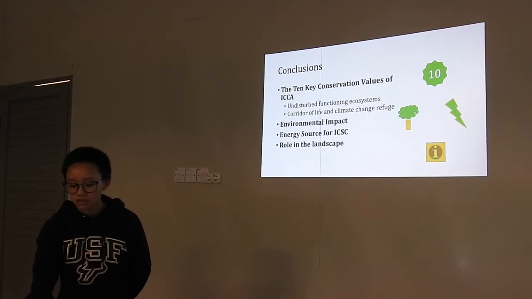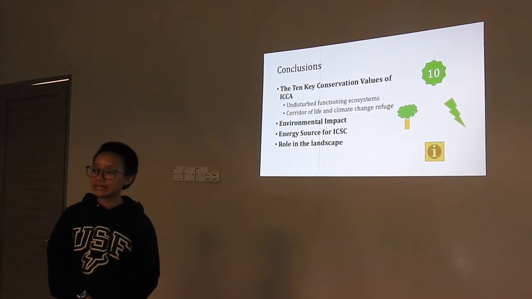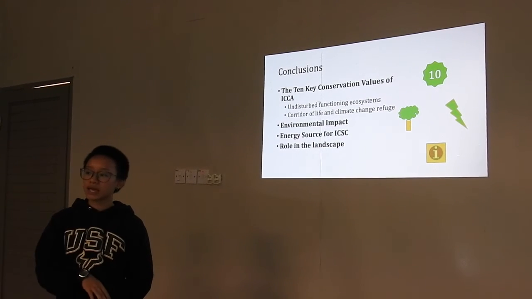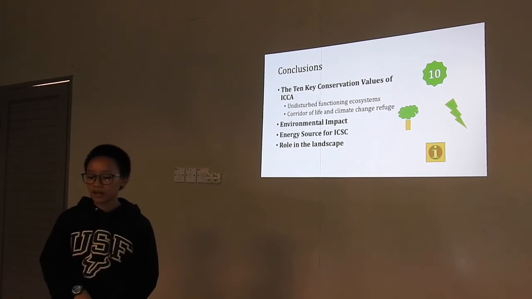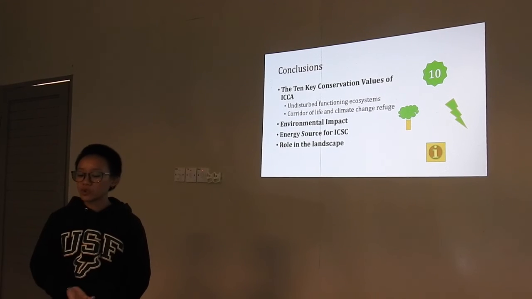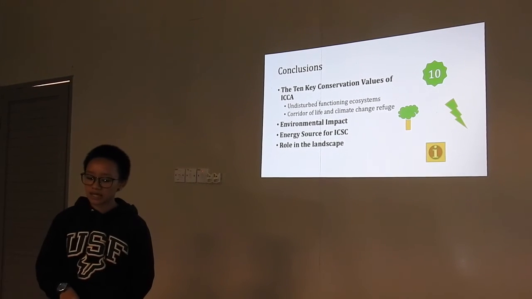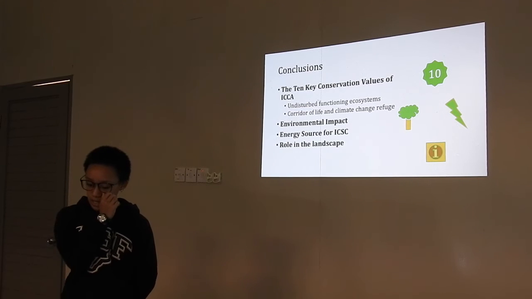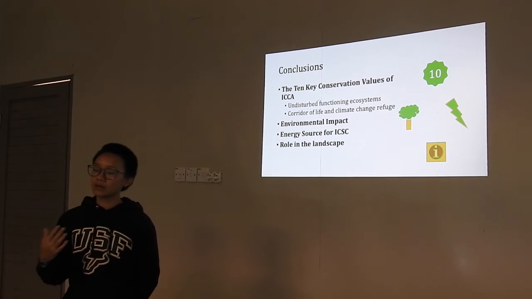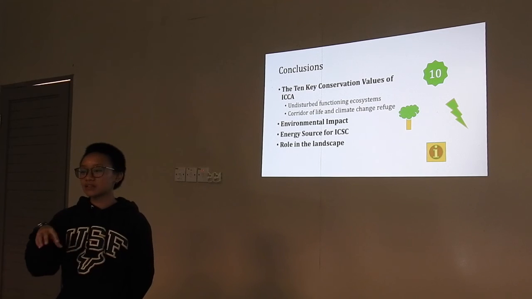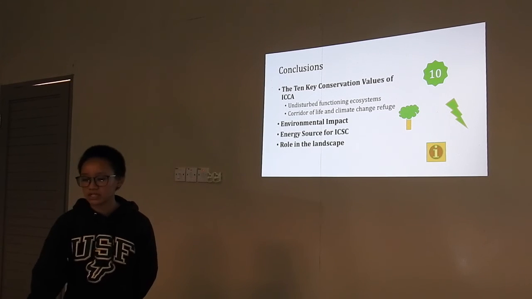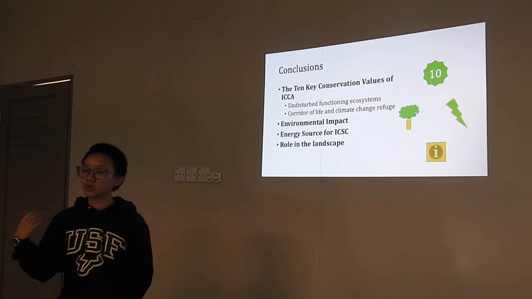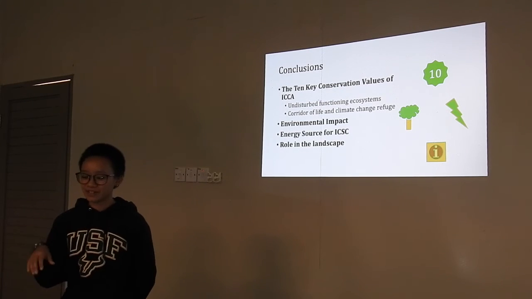So, my conclusions. Upon reading the strategic management plan for ICCA, there are 10 conservation values. Of the 10, there are 2 that I think need some reviewing, because it states that ICCA should be an undisturbed functioning ecosystem. Yes, it's functioning, but I don't think it's undisturbed. I think that this center itself or the roads are already causing a disturbance. But there's not much that can be changed actually, since new roads are being built and then more tourists will be coming here, hopefully, after COVID.